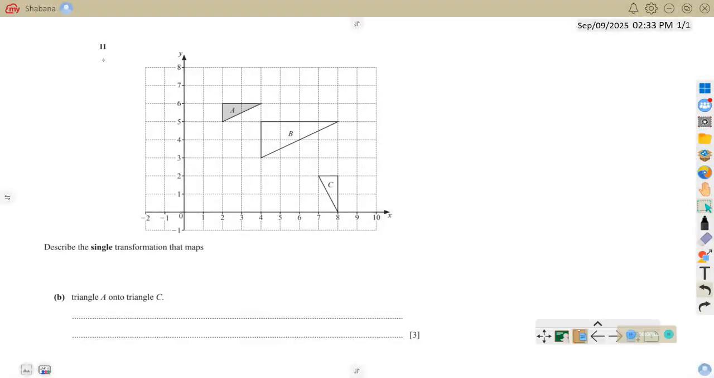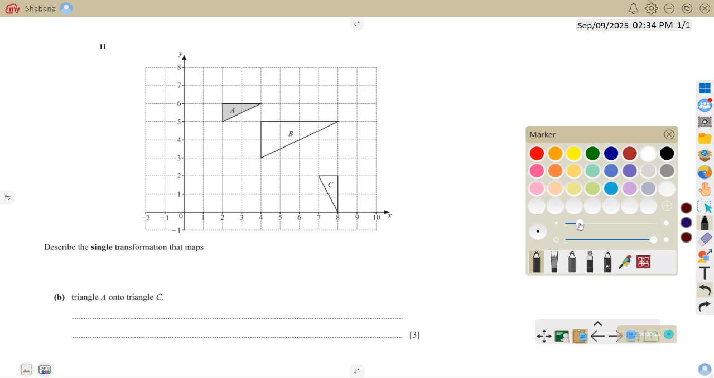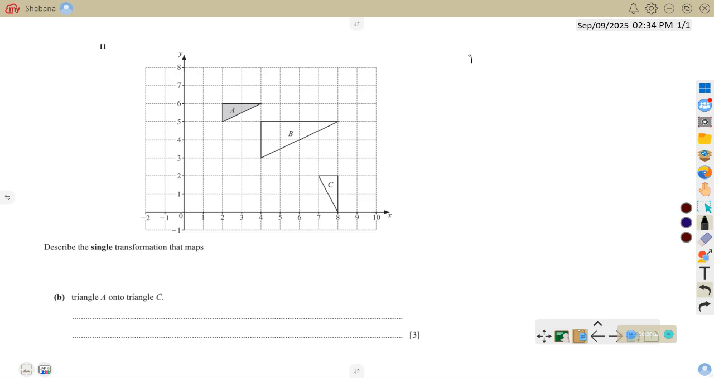Hello students, this is question number 11 from paper 20 from the year 2023, paper 2-1, 0580, May June 21, year 2023, extended.